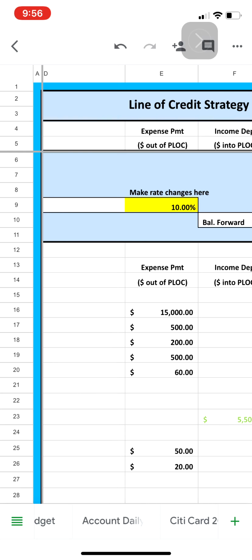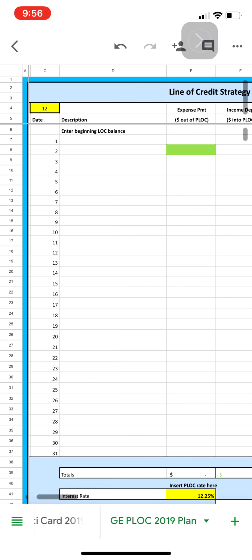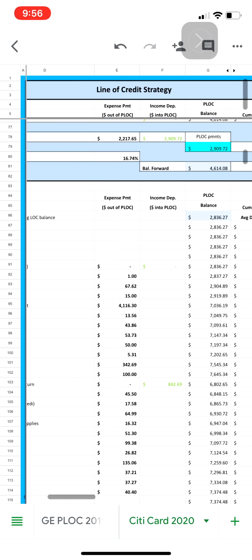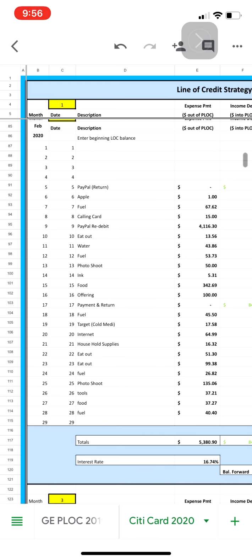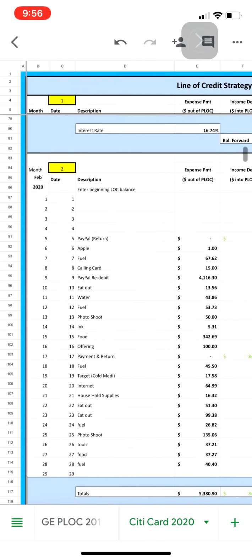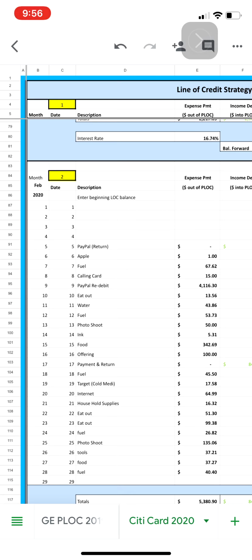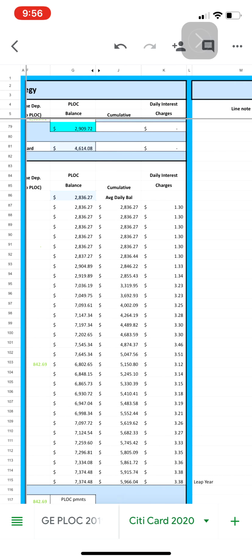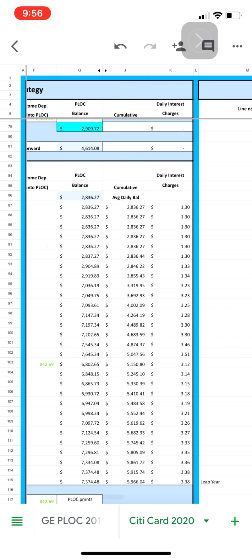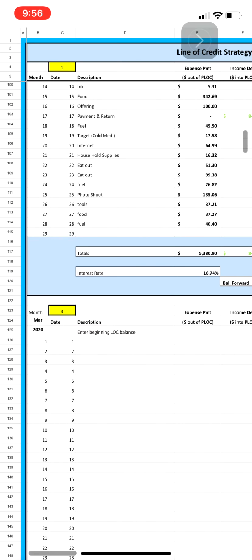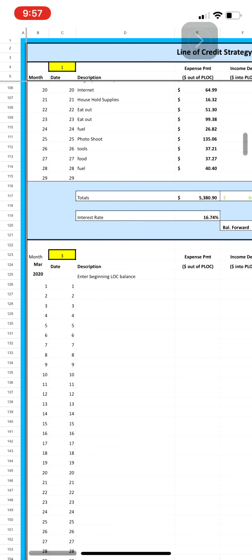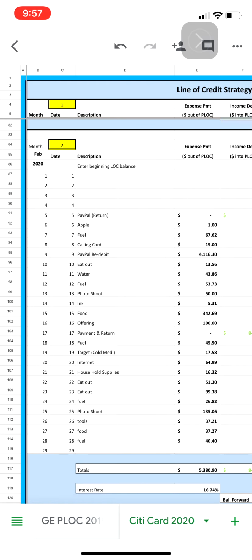Let me show you my chunking right now on one of my GE accounts. So this is mine, what I'm doing right now. I'm in February. No, this is for my Citibank. This is for my Citibank card, but I don't pay any interest on this card. So basically, this is for February. So this is the month of February.